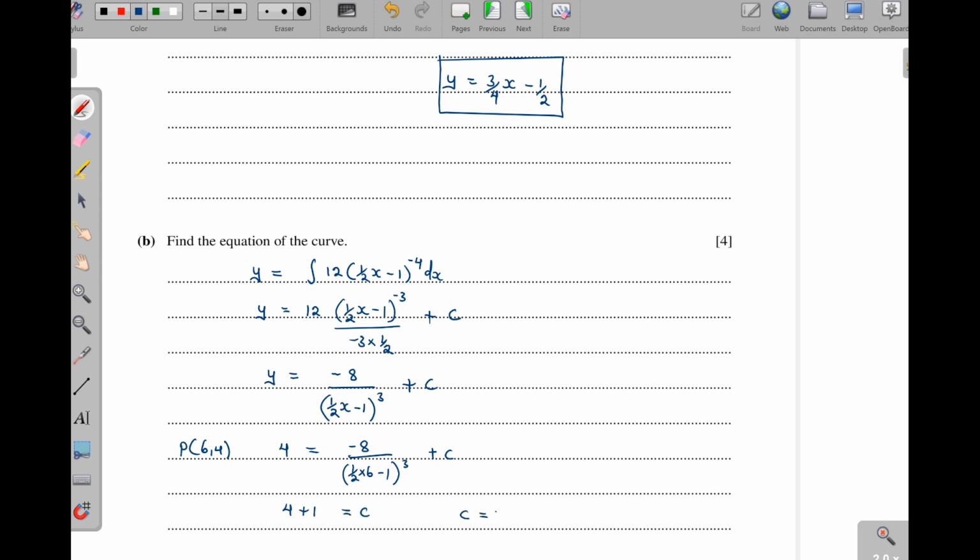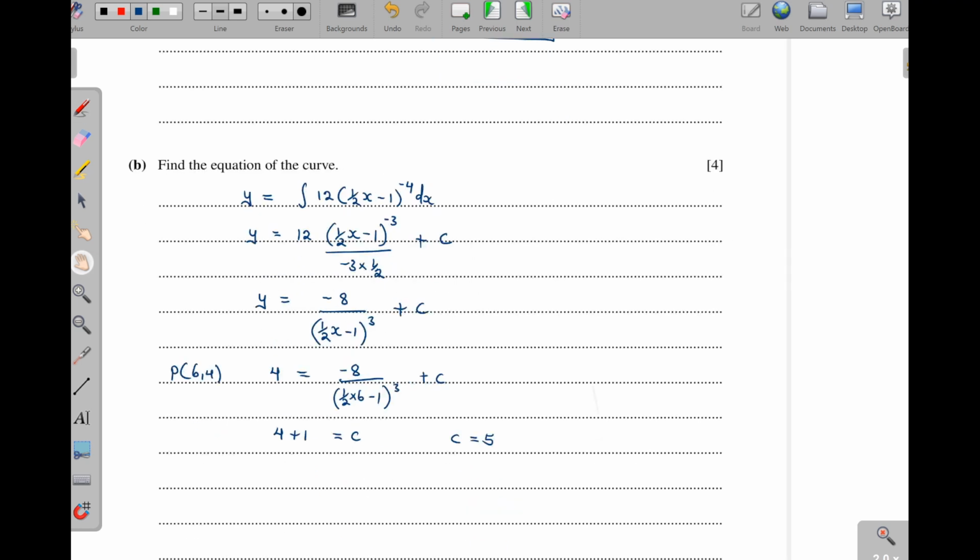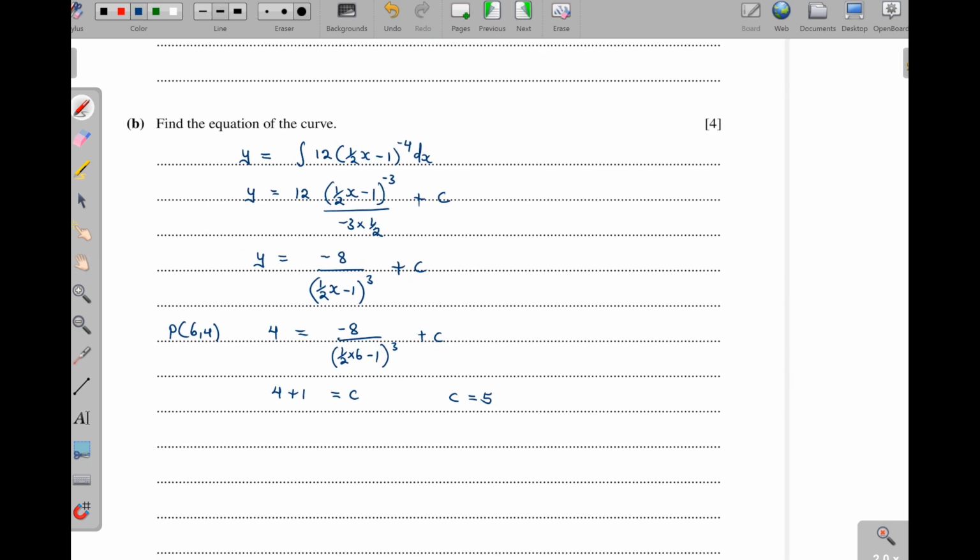That means our c is going to be what? 5. So meaning that the equation of the curve y is going to be equal to -8 out of a half of x minus 1 brackets cubed, then plus 5. So I substitute the coordinates of P here to help me get the constant here. So that is that.